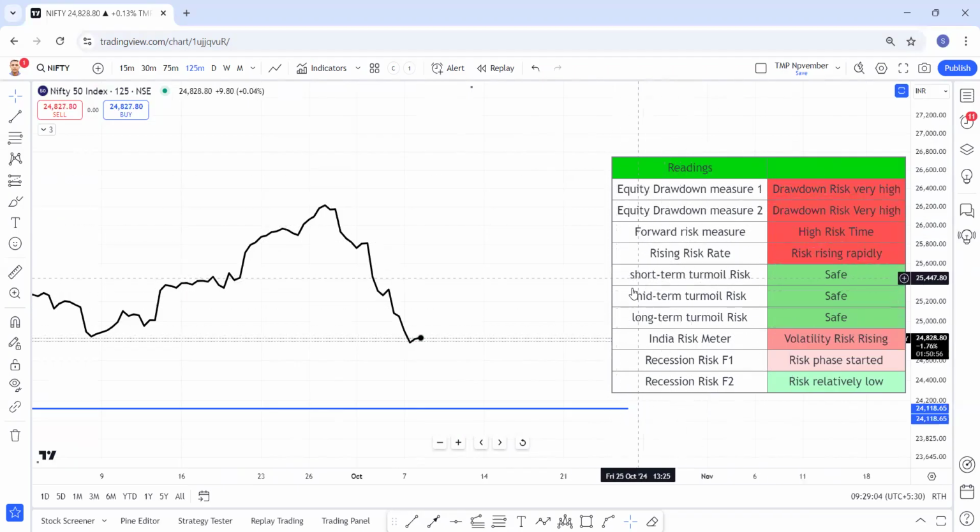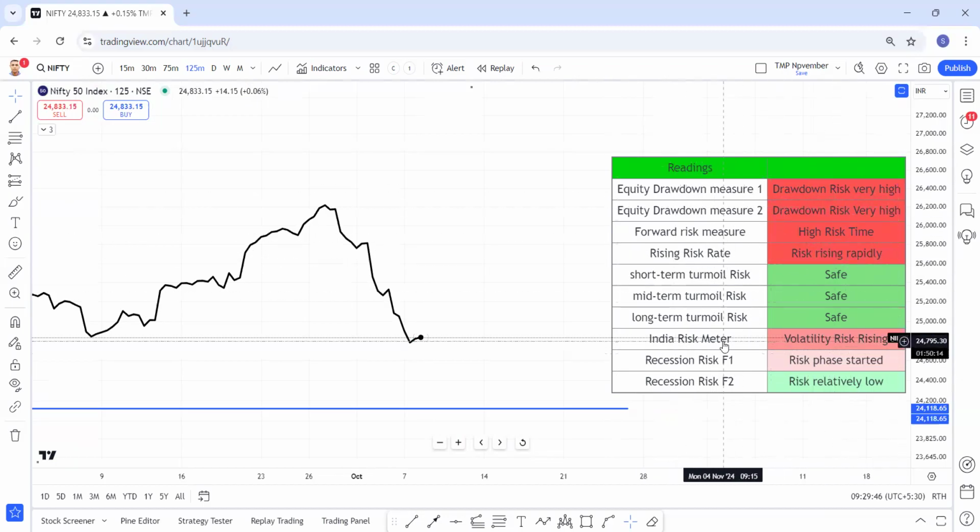This shows how long the turmoil can remain. The short term is about 2 months, whereas long term could be 1 year. These three components are less volatile, whereas the first four components are very volatile: equity drawdown measure 1, equity drawdown measure 2, forward risk measure for the coming days, and rising risk rate, the speed at which risk is rising. These four combined give us the Risk Master 4 reading.